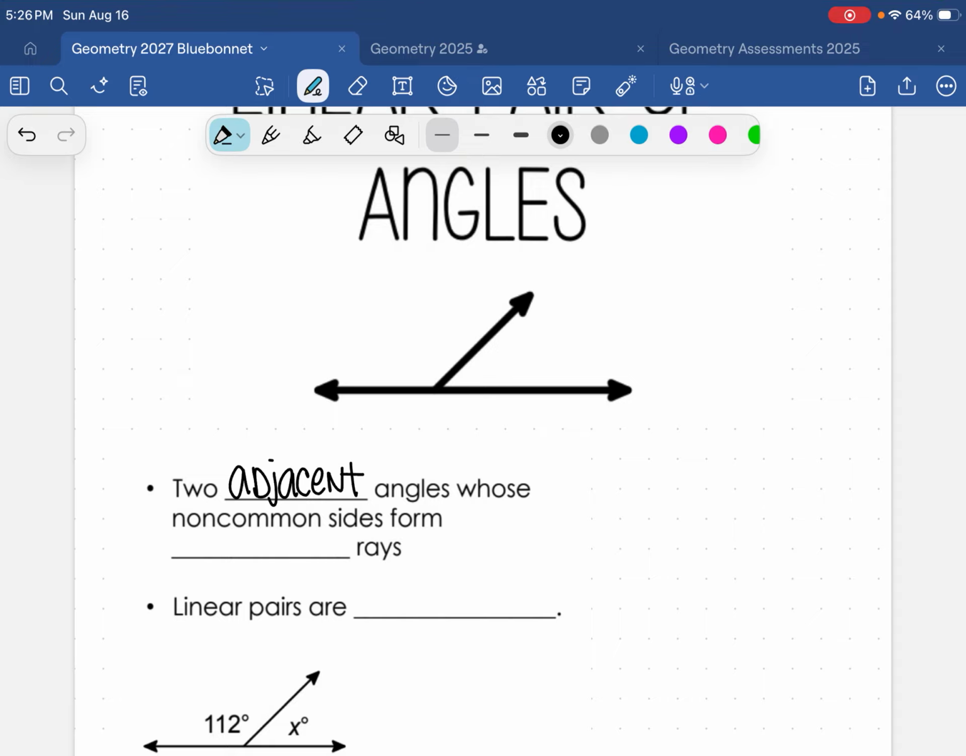I do apologize. Adjacent just means that we are right next to each other. We can touch each other. Go ahead and ignore that. Angles whose non-common sides form opposite rays.